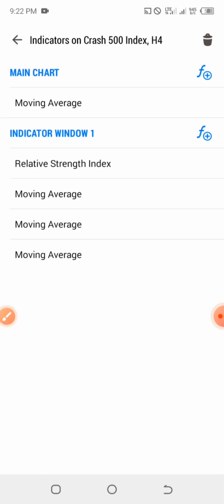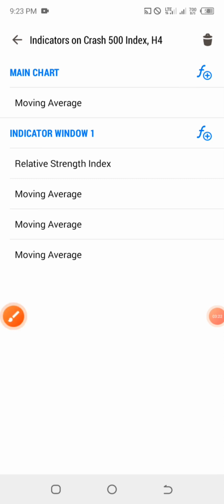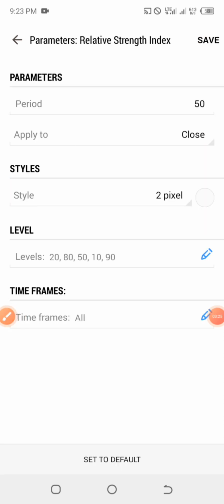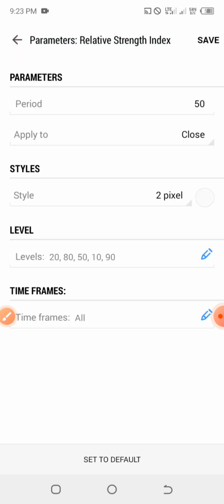Now the next thing we're going to be adding is the RSI. So we click on the F plus, search for the RSI and click on it. These are the parameters for the RSI: the period is 50, applied to close, and the style is not necessarily important. Now what we need is the levels. We need the 20, 80, 50, 10, and 90 levels. And I'm using the black color as my style for the levels.